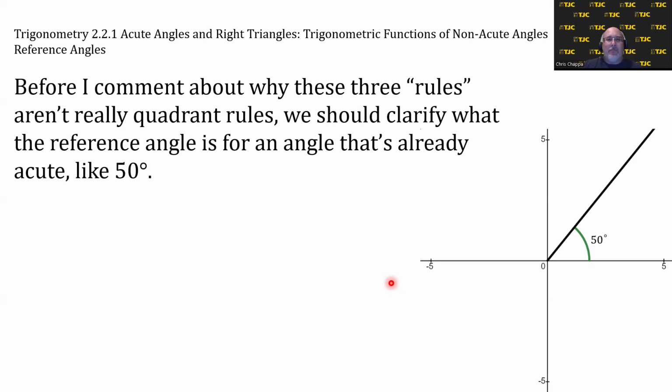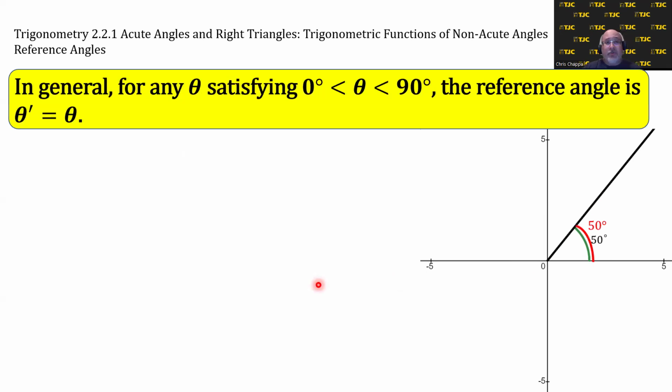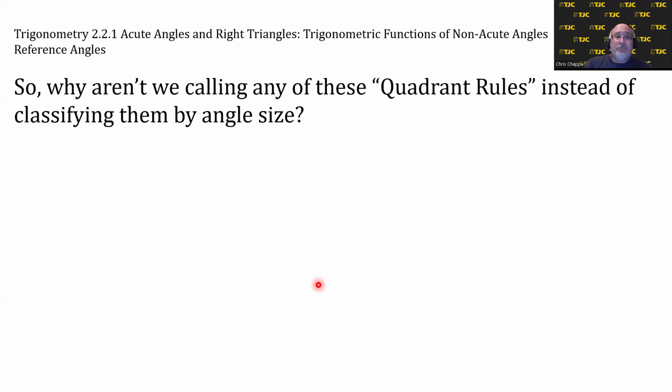Before I comment about why these three rules aren't really quadrant rules, we should clarify what the reference angle is for an angle that's already acute, like 50 degrees. Well, because the least positive angle measure from the terminal side is already measured 50 degrees between the terminal side and the x-axis, 50 degrees is its own reference angle. So in general, for any angle between 0 and 90, it is its own reference angle.